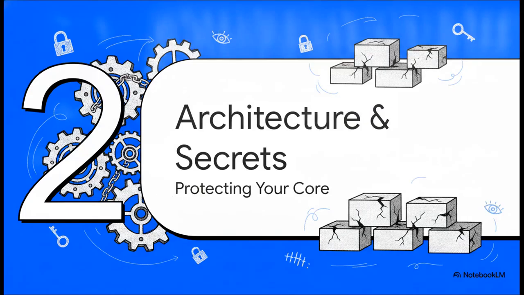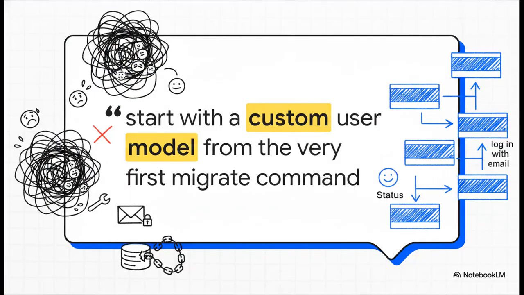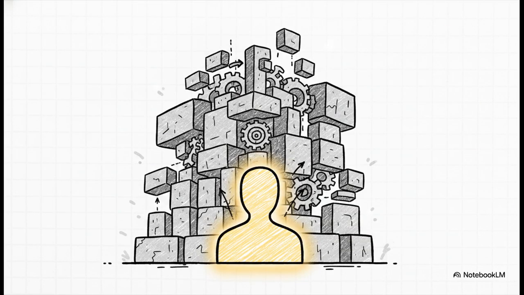Section 2. Architecture and Secrets. Protecting your core. Okay, let's dive into this because relying on Django's built-in user model is a massive trap for professional projects. Django's default user model is deeply interwoven with the rest of the framework internally. If you decide, say, months into a project that you actually want users to log in with an email address instead of a username, or maybe you just want to add a custom status field, switching over mid-project is an absolute nightmare.